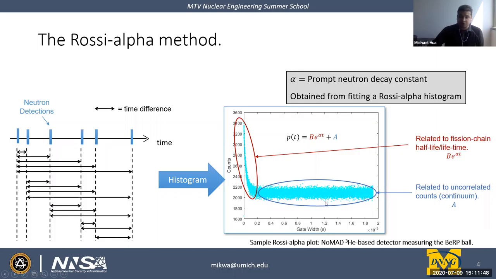This constant region represents the uniform probability of finding random neutrons, randomly correlated, so uncorrelated. So this could be neutrons from different chains. It could be a cosmic neutron and a neutron from your material. It could be an accidental neutron. But the point is, if it's accidental, then there's an equal chance at any time of you detecting it, and that's why this area is flat. Then there's exponential decay, and this describes your correlated neutrons, or your prompt neutrons in the system.